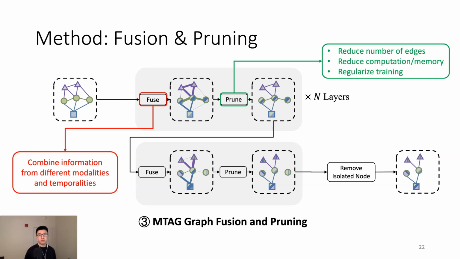The fusion operation is added because we want to combine information from different modalities and temporalities. And then the prune operation is added because we have such a dense graph with lots of nodes and lots of edges. So edge pruning can reduce the number of edges, which in turn reduces the computation and memory consumption. Also, pruning would serve as a regularization for training.